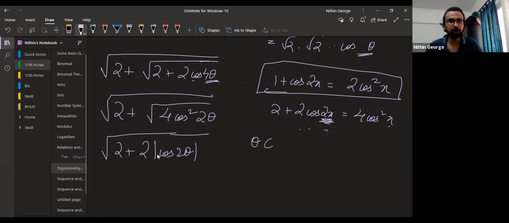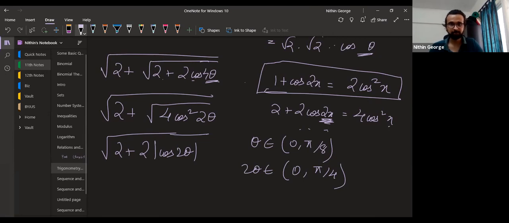Now it's given to me already that theta is between 0 and pi by 8. So where does 2 theta lie? Between 0 and pi by 4. So cos of 2 theta will also be positive, because it's between 0 and pi by 4. You'll get something between 1 and 1 by root 2. So this modulus sign is not really required. It was positive anyway. That's the idea. Got that? Yes, sir.